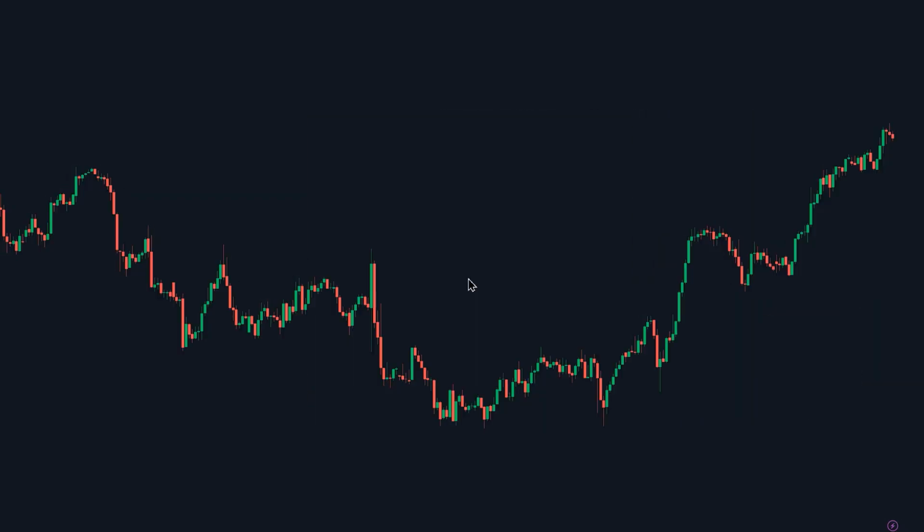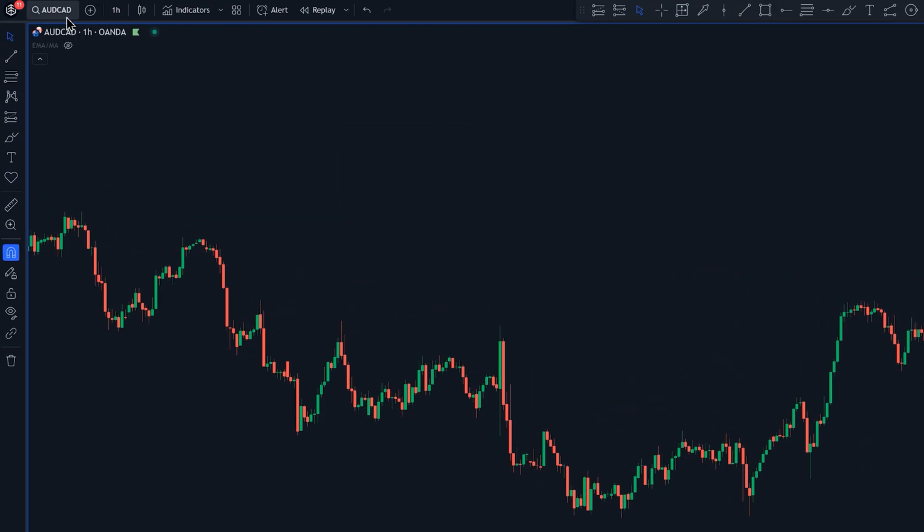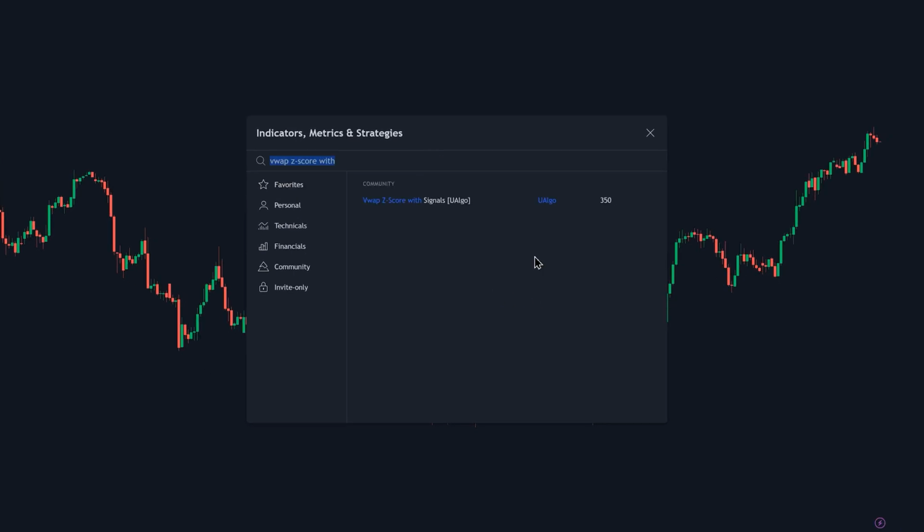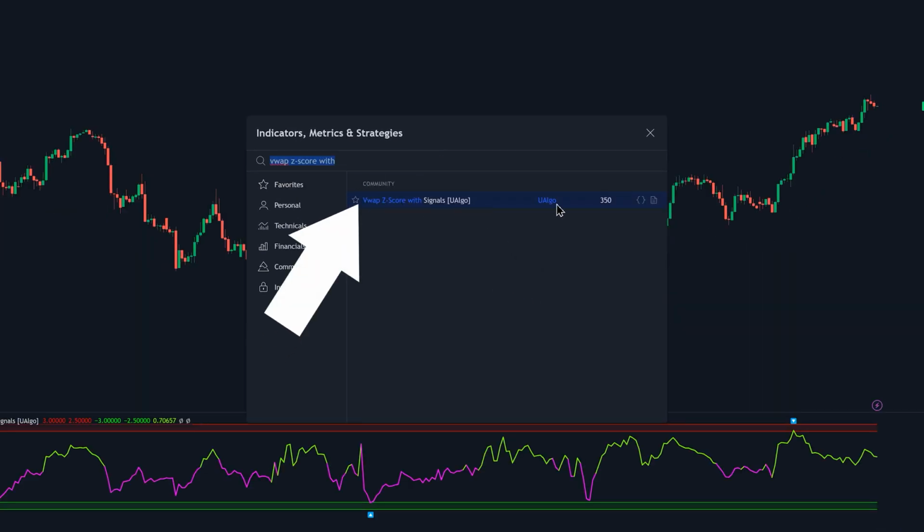Next, you want to load any trading security that you like on any time frame. This indicator is pretty versatile and it's going to work across the board. Next, click on the indicator search tab and type in VWAP Z-Score with signals. Make sure to select this one by UAlgo.